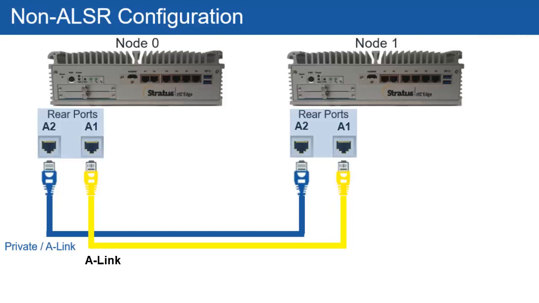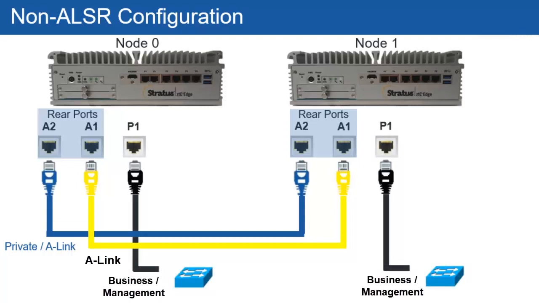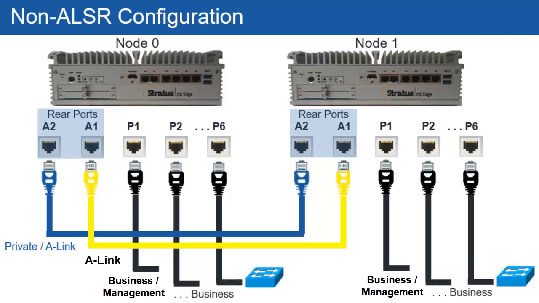External communication occurs over the business networks. The P1 port is a required connection and is named the Business/Management port. This port provides access into the ztC console and connects to a switch. All other business ports are optional ports that can be utilized for VM traffic.